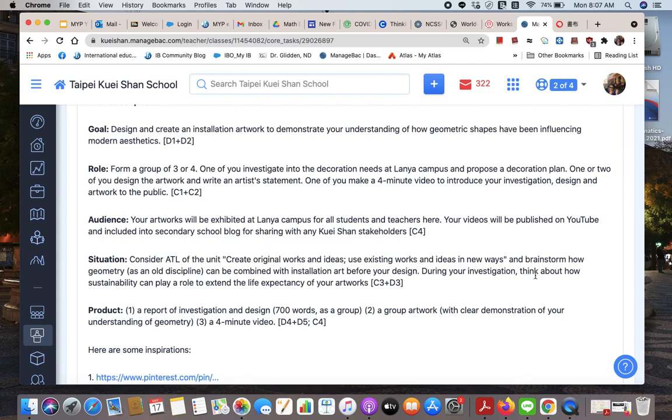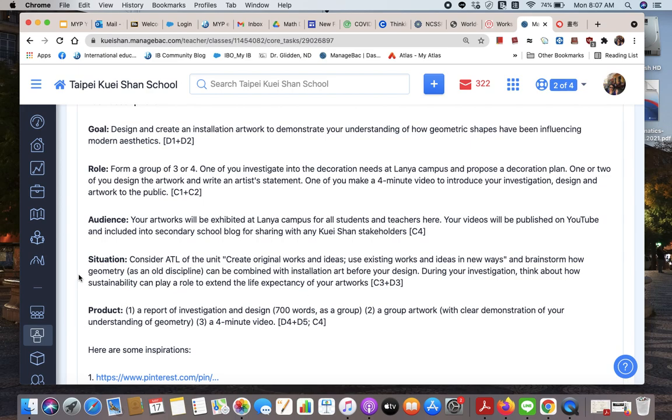You want to use a works cited page at the end of the project. You want to brainstorm how geometry, as an old discipline, can be combined with installation art before you design. You want to show that in your proposal. And finally, compile everything in your written report. During your investigation, think about how sustainability can play a role in extending the life expectancy of your artworks.